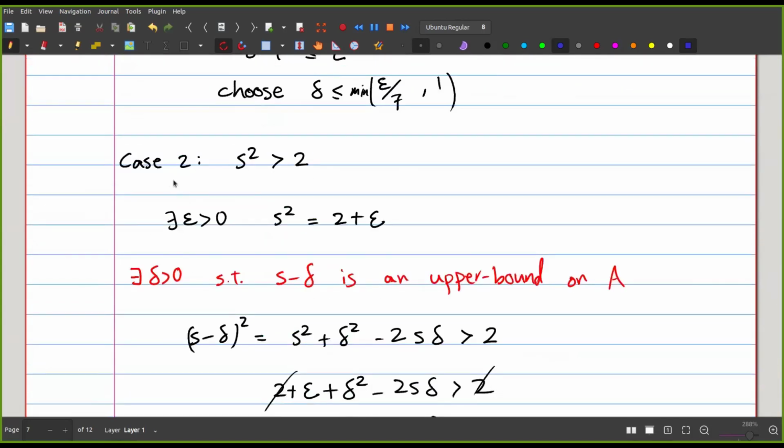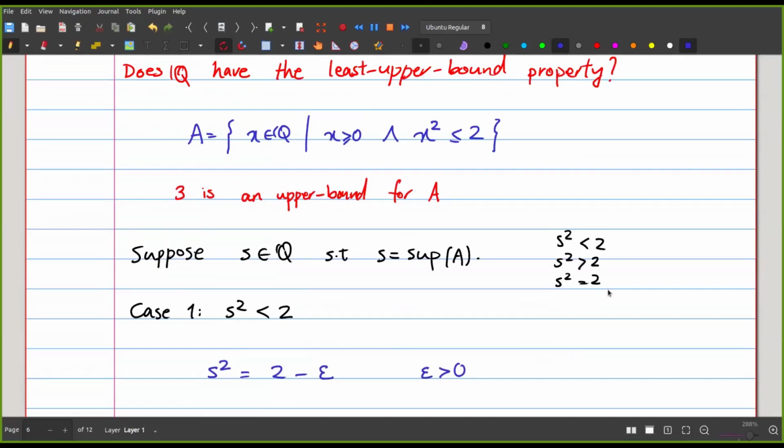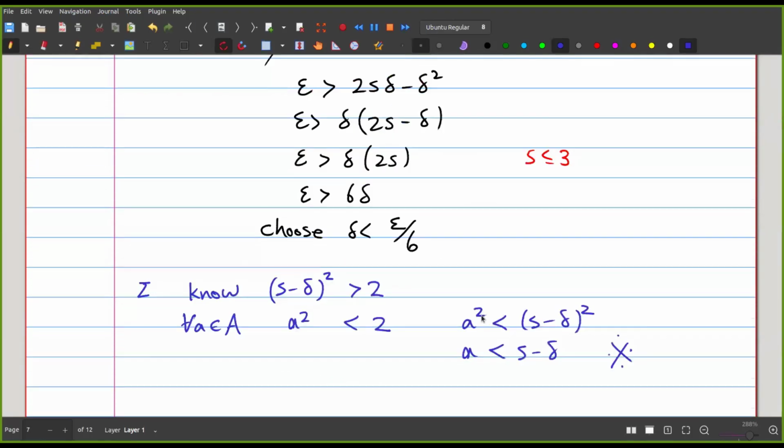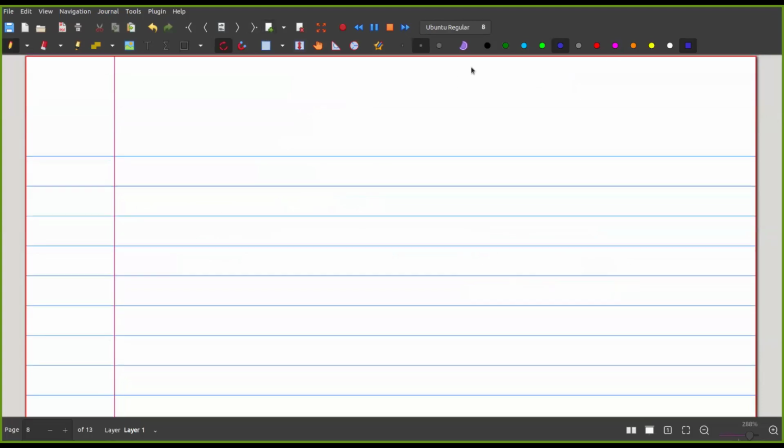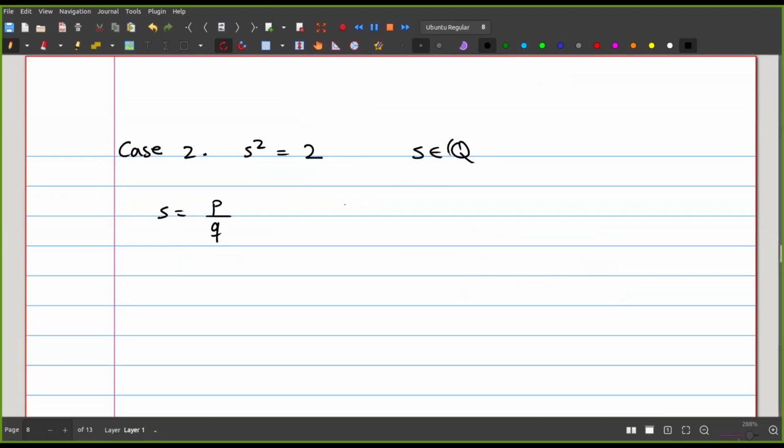So we've got contradictions in 2 cases. The only remaining case is if S squared is equal to 2. And the contradiction in this case is just the proof that we've seen several times in this course that says the square root of 2 is not a rational number. So if I have S squared equals 2, and remember that my S is a rational number, suppose that I can write S as p over q. So this means that p squared over q squared is 2, which means that q squared is even, right? Sorry.